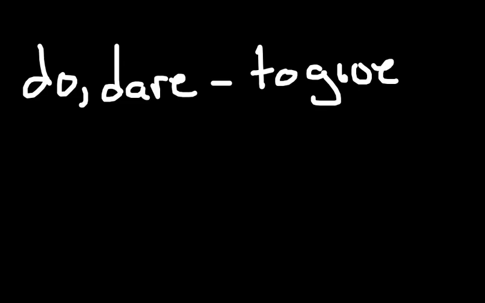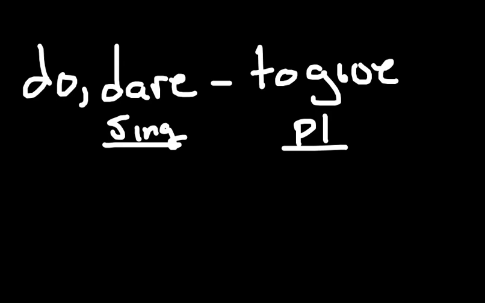So what we'll do is we'll look at how to conjugate this in the present active indicative. So we have do, dare, which we can just say means to give. And we need to conjugate this into all of its forms, singular and plural. So I'm going to make a little column here. Call this one singular and this one plural. And we get to put it into first, second, and third person.